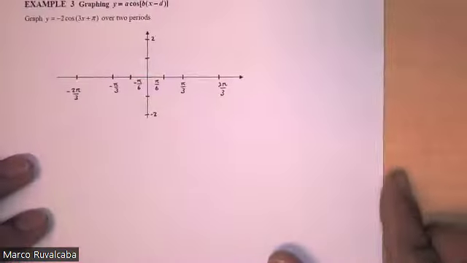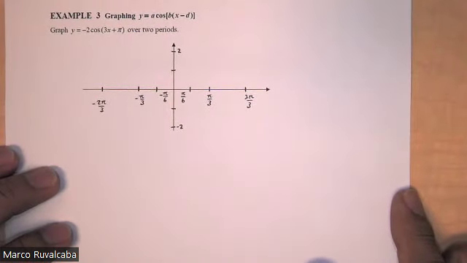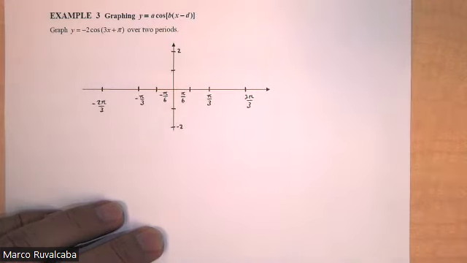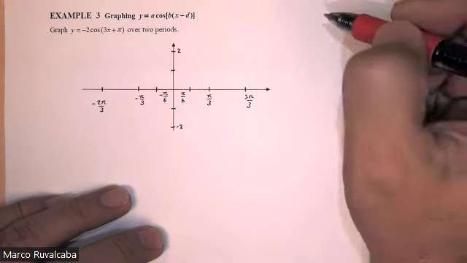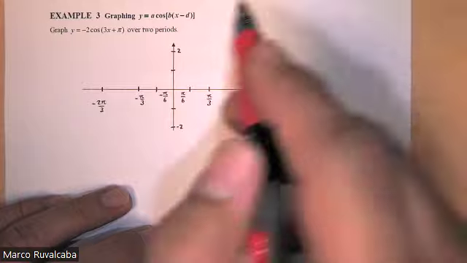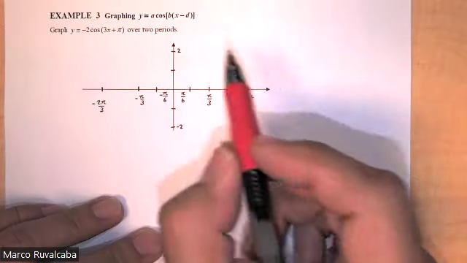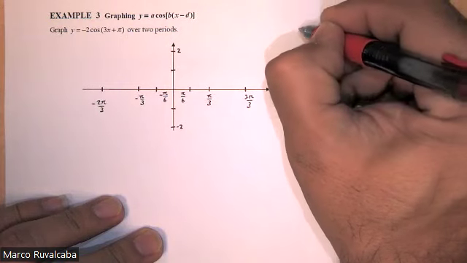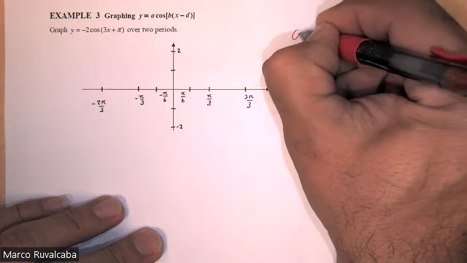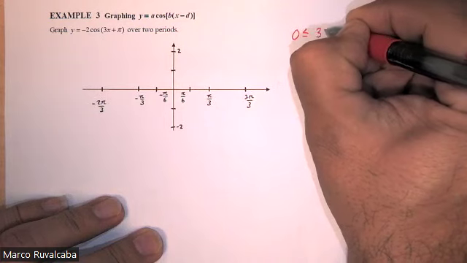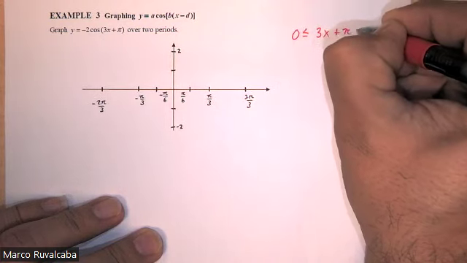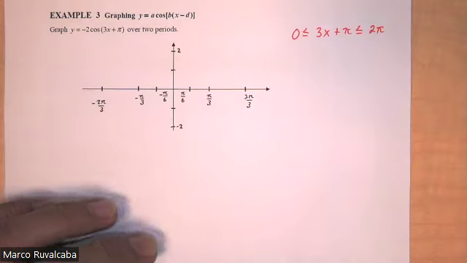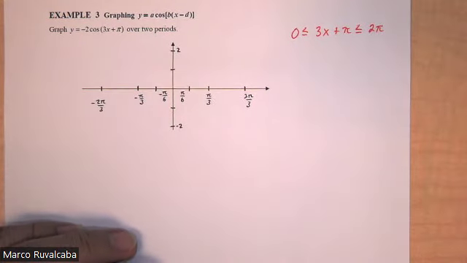So here's one more. And this one here, the argument is 3x plus pi. All right, so then we're gonna go 0 less than or equal to 3x plus pi less than or equal to 2 pi. So everything between 0 and 2 pi.